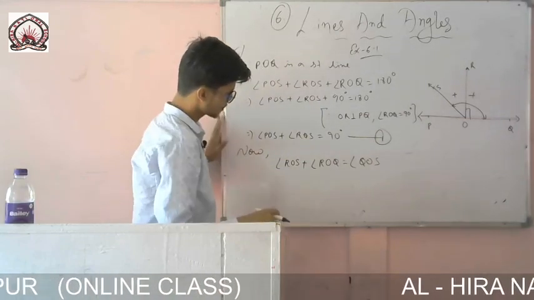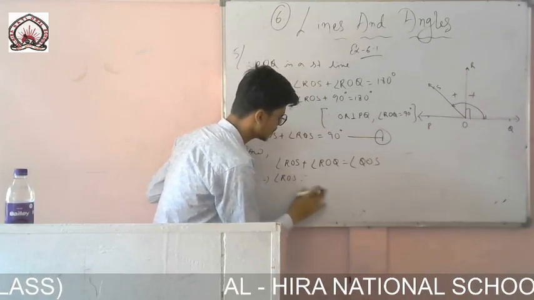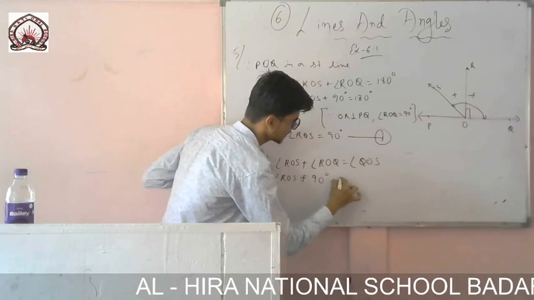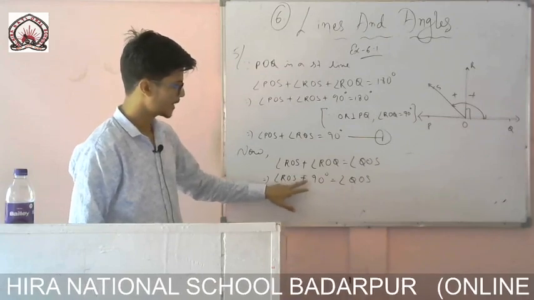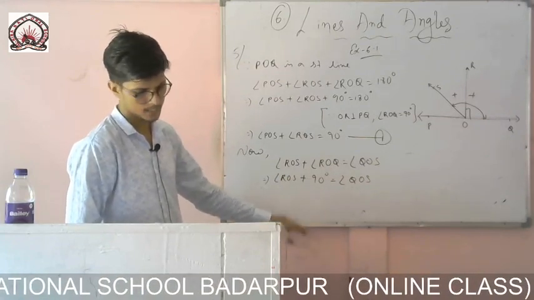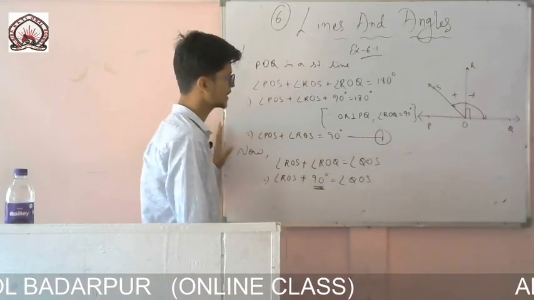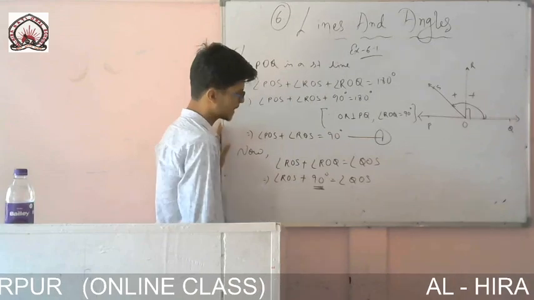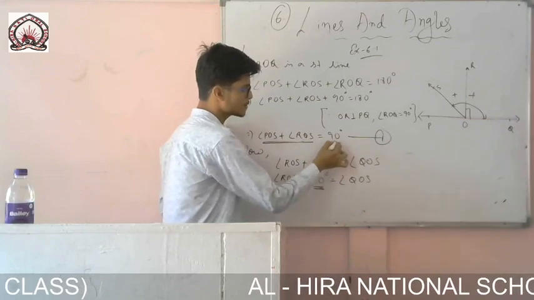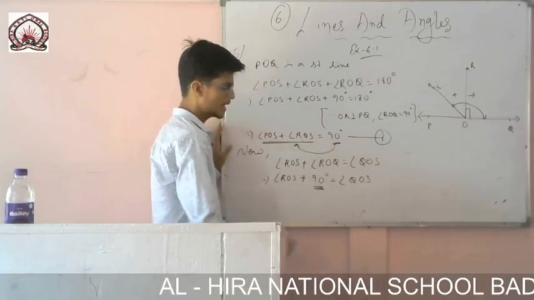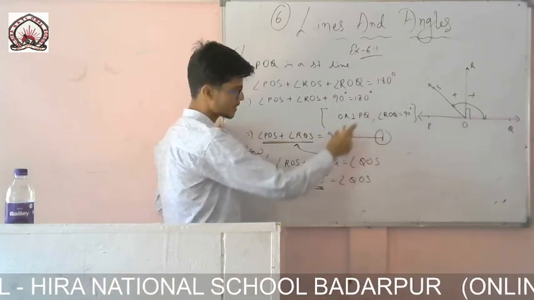Okay. So now you see, what is the value of ROQ? It is 90 degrees. This angle QOS, this one value is equal to 90 degrees. So if this one value is equal to 90 degrees, in place of 90 degrees I can write this one also. Again you see, the value of ROQ is 90 degrees. It is given. ROQ is equal to 90 degrees, I have written.